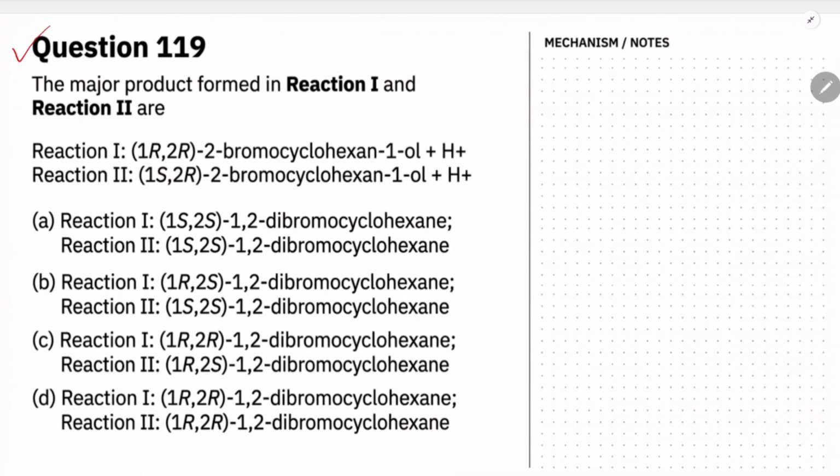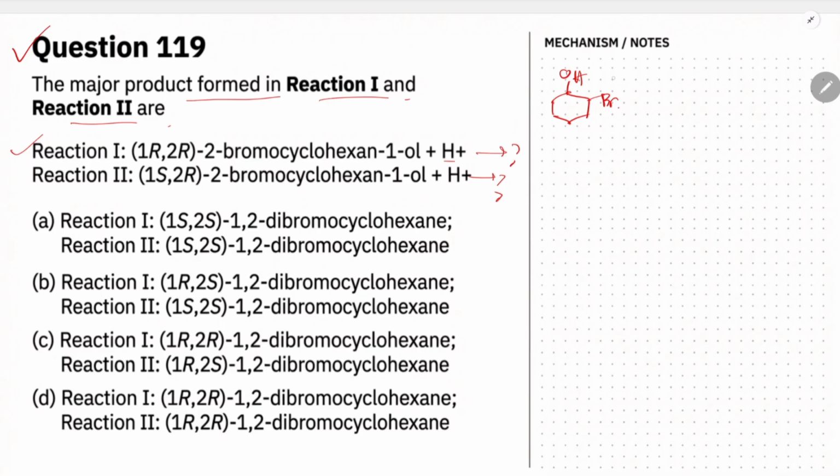In the next question, 119, the major products formed in reaction 1 and reaction 2, with 1R,2R-2-bromocyclohexan-1-ol and H plus, what is the product in each case? Okay, let's see. First of all, draw the reactant. 1R,2R-2-bromocyclohexan-1-ol. This is cyclohexane, 1-ol, 2-bromo.